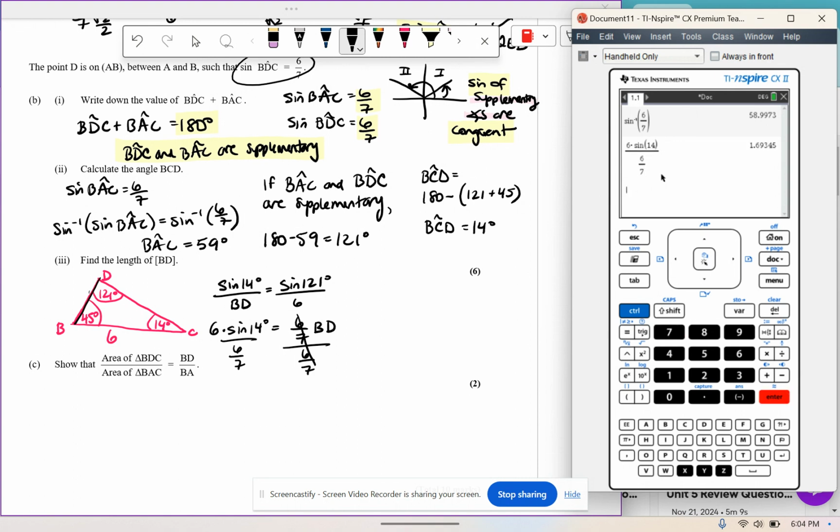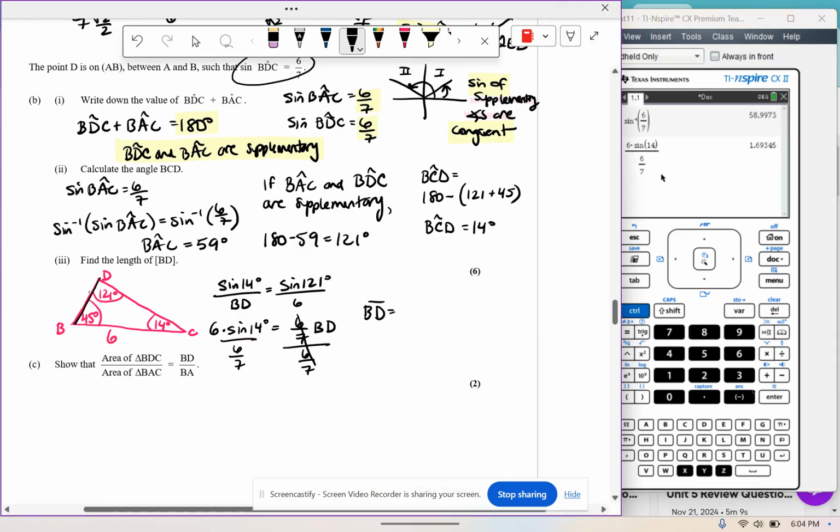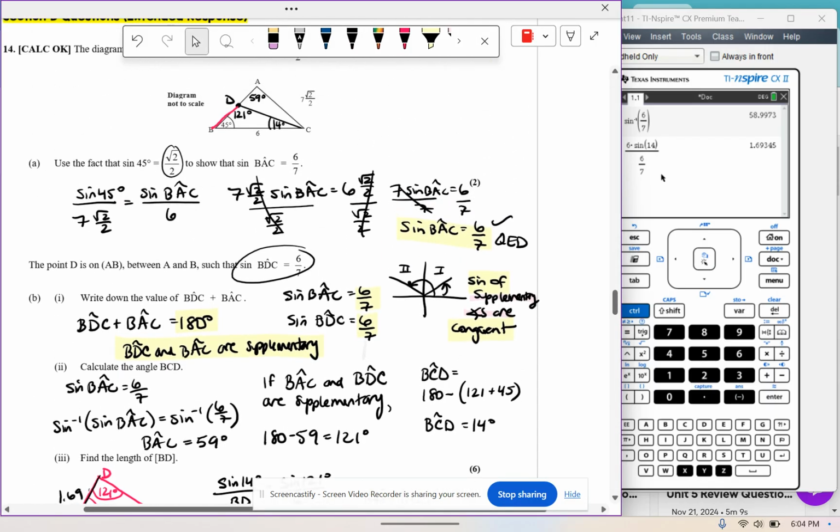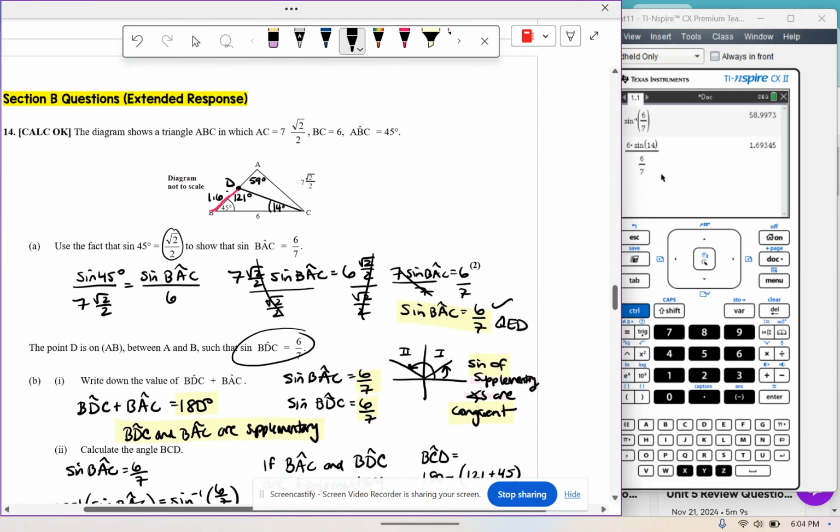I get 1.69. Okay, so the length of BD is going to be 1.69. I'm going to put that on the figure up here in case I need it. 1.69. Okay.